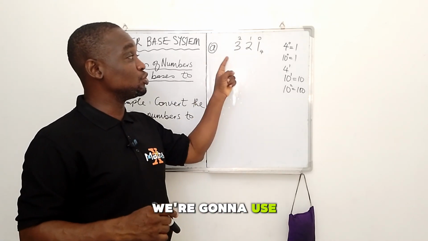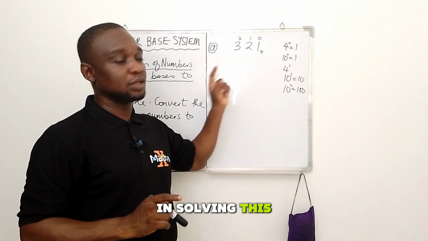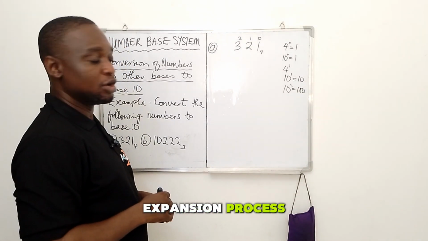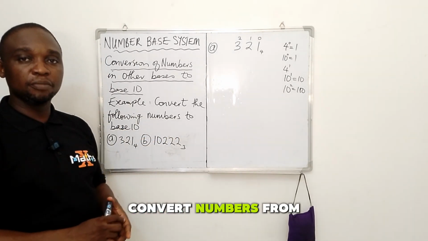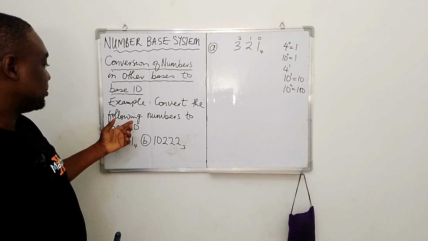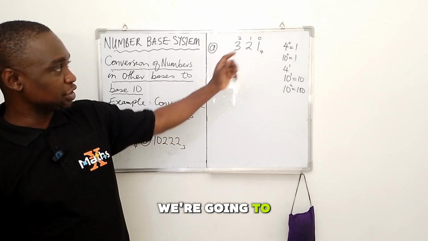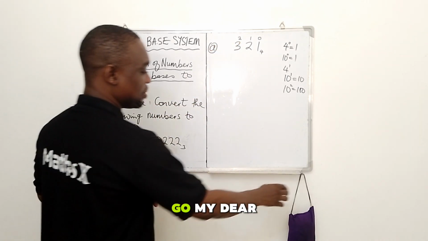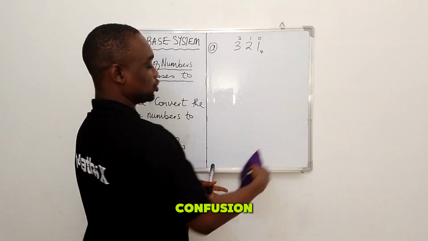That's why I said that we're going to use something called place values of numbers that we used in our primary school in solving this. So our next step will be the expansion process, which is what we are going to use to solve, because typically, converting numbers from other bases to base 10 is a process called the expansion process. We're going to expand these numbers, conscious of their place values. So here we go, my dear students and viewers. This was just for the explanation. I'll take it off to avert confusion.